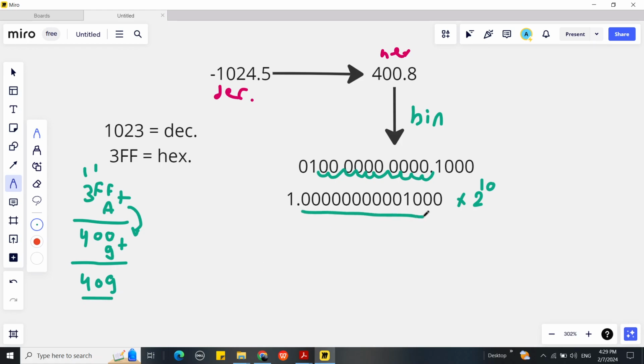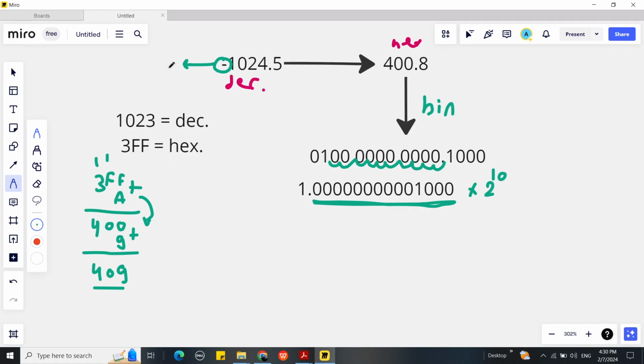This is our mantissa. Remember, this is our mantissa. And this is our sign. And remember, when the sign is positive, the sign bit is going to be 0. When the sign is negative, it's going to be 1, if I'm not mistaken. Let me check on this and come back. Yeah, so when it's negative, our bit is going to be 1.